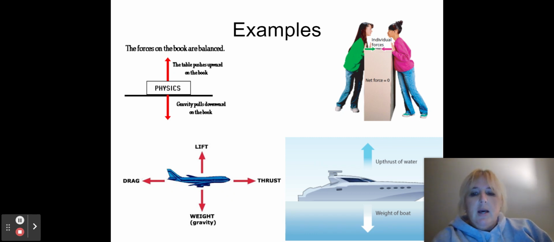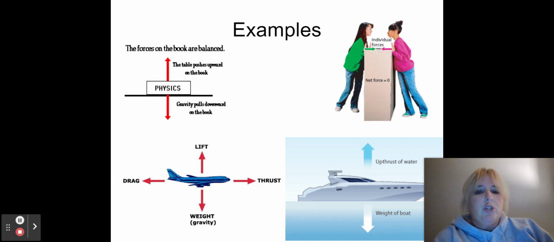Some examples: if you have a book or your Chromebook sitting on your desk, the forces acting on the book are balanced, and we know that because there's no change in the book's motion. The book is not moving, so the force of gravity pulling down on the book is equal to the force of the table pushing back up on that book. You probably never thought about the table applying a force, but the table is pushing back up on the book, and that's what keeps the book from falling all the way through the earth.